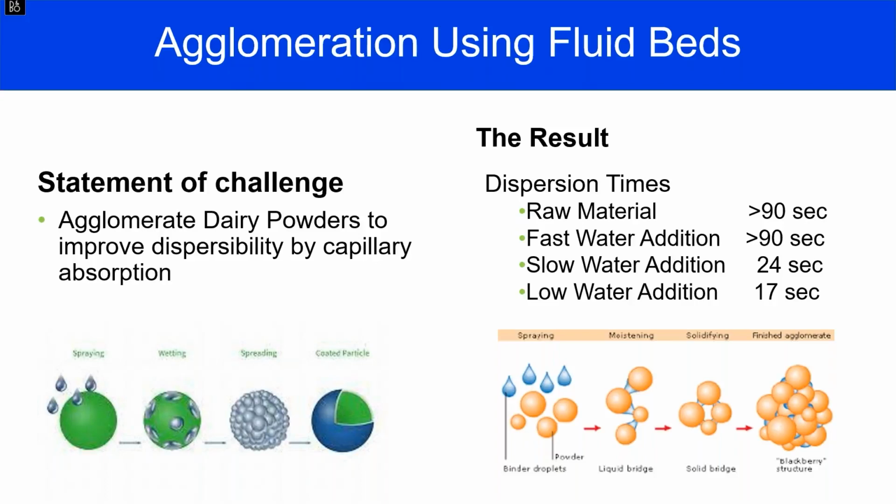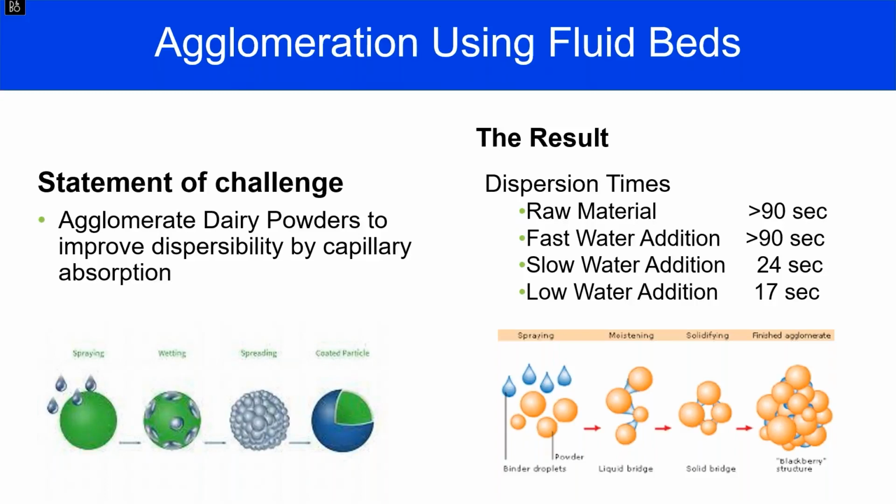You can see here, as a result, we're just measuring the dispersion times. The raw material, you take a teaspoon of it and put it in water, and it would sit on the surface for a long time, greater than 90 seconds. Not what we're looking for. If we added the water very, very fast, it didn't improve it. Now, I should be agglomerating in this process, but I was adding the water fast, and we'll come back to what's going on here. If we slowed the water addition down, we made an improvement. And if we slowed it down and added less water, it actually gave us the best result that we were looking for in this particular example.